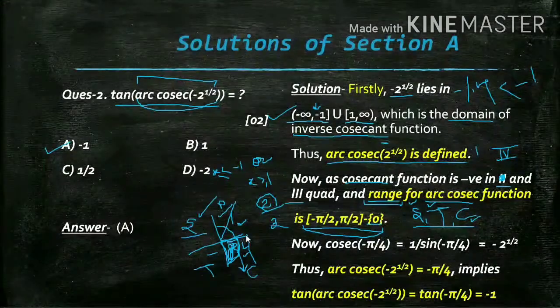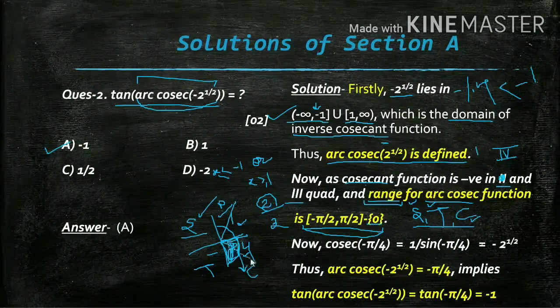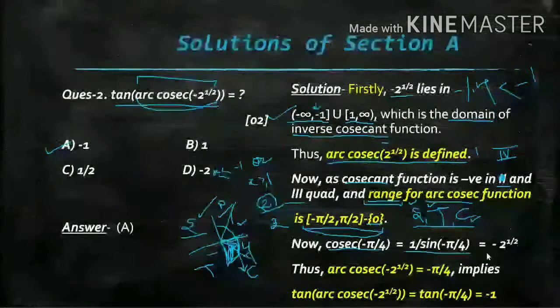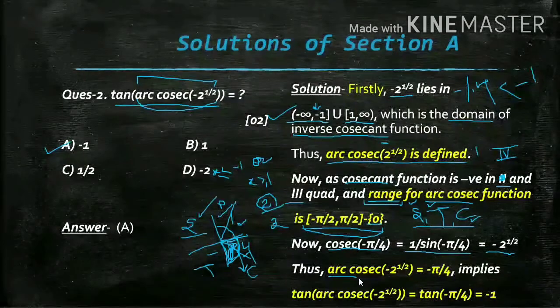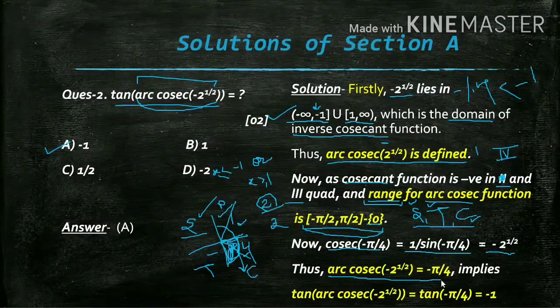Then 0 pi by 4 and then minus pi by 4. Cos minus pi by 4 is nothing but 1 upon sine minus pi by 4, which is nothing but minus root 2. You know that? So that means r cosec minus root 2 is nothing but minus pi by 4. Now this is the angle that you are getting, minus pi by 4 in the fourth quadrant.